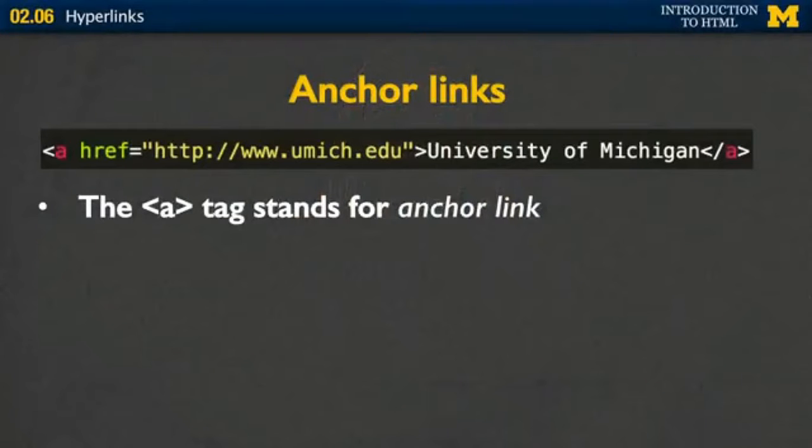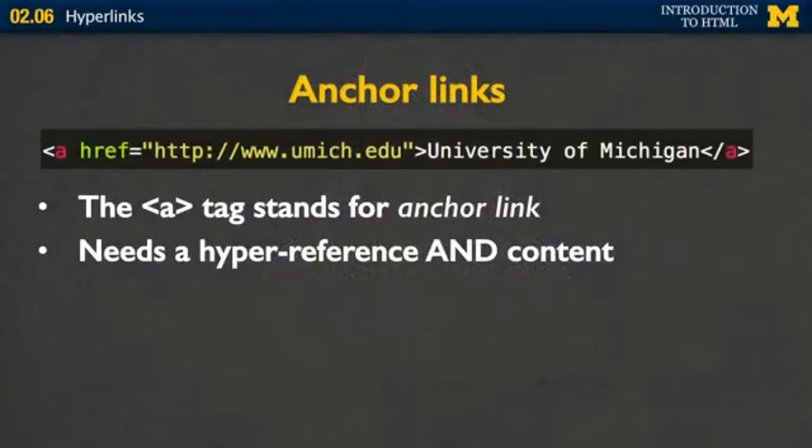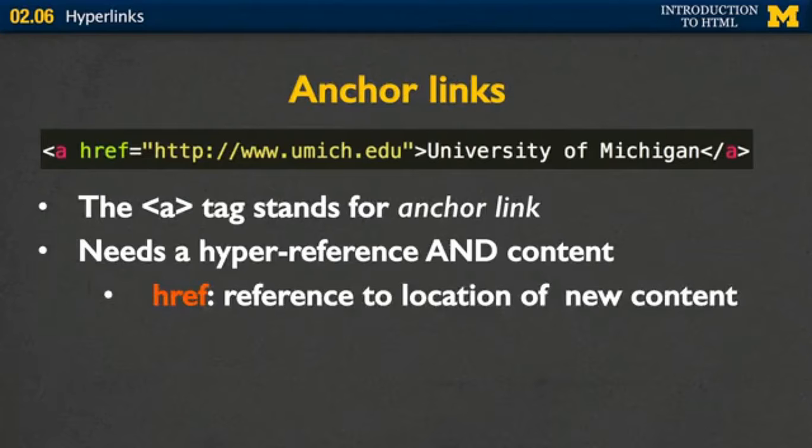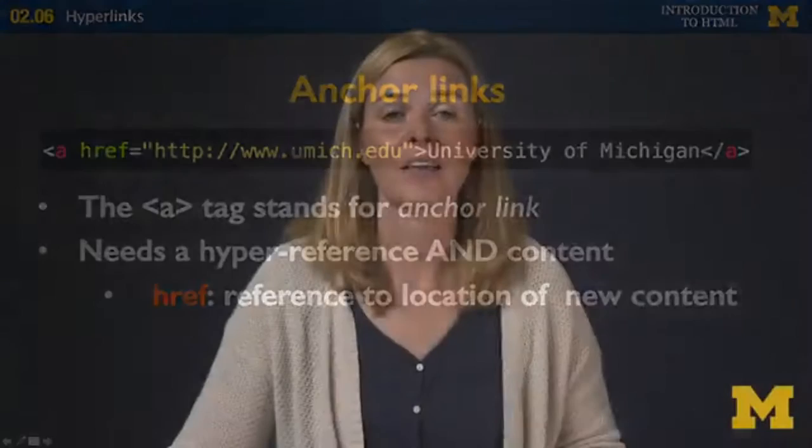Links are called anchor links, and that's where we get the A in the A tag. When you use an anchor tag, the A tag, you're going to need to make sure that you have two different parts. You need a hyperreference and you need content. So the hyperreference is just the reference to the location of the new content. So in this case, I used http://www.umich.edu. That tells the browser, if somebody clicks on this link, this is where I want you to request the new page from.